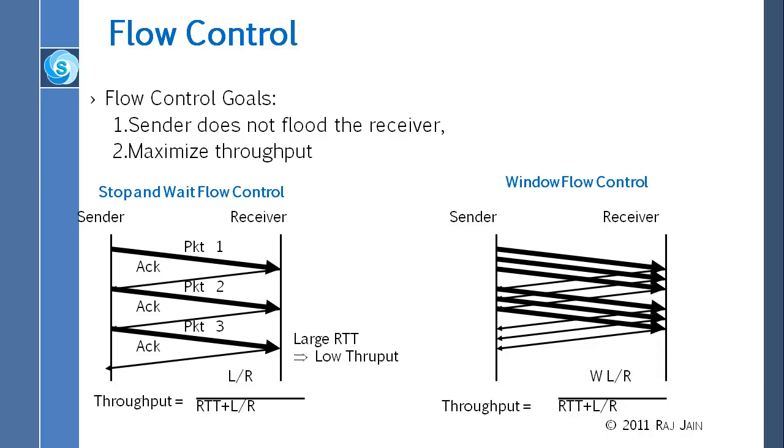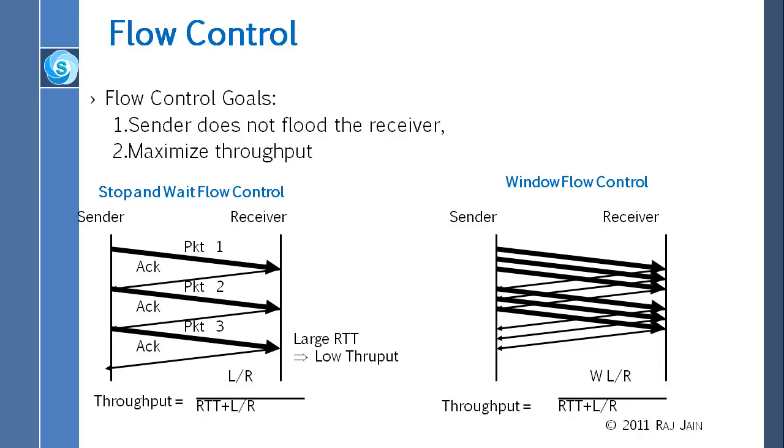So what you do is you say, I want to send many packets at a time. Let's say in this case the receiver allowed you to send 3 packets. You send the first packet and you don't wait for the acknowledgement. You send the second packet, and you don't wait for the acknowledgement. You send the third packet. Now you have to wait, because the receiver said you cannot send any more than 3 packets. When the first acknowledgement comes back, you can send 1 more packet. When the second comes back, you can send 1 more. When the third comes back, you can send 1 more, and so on.